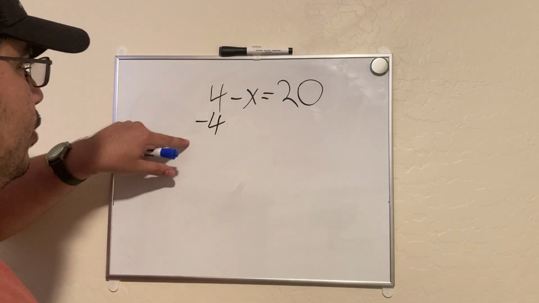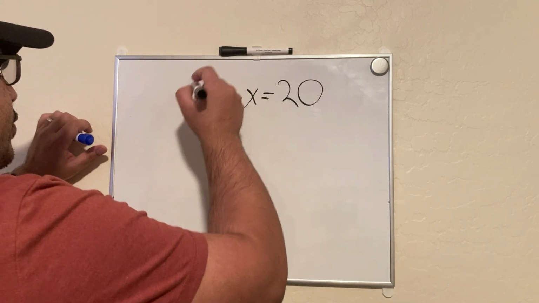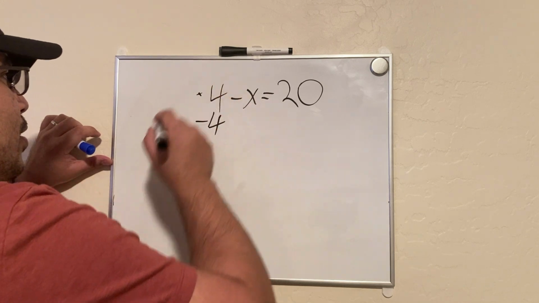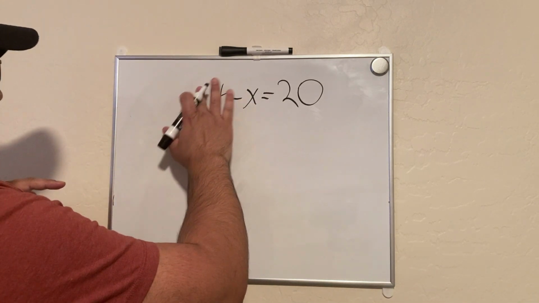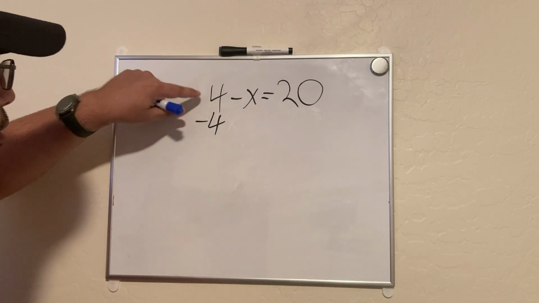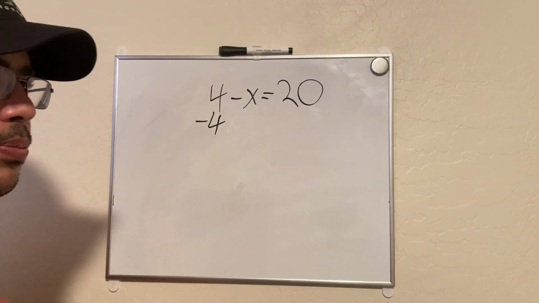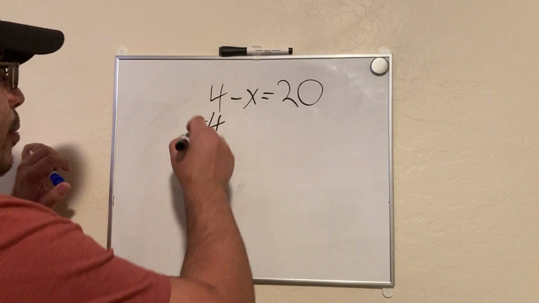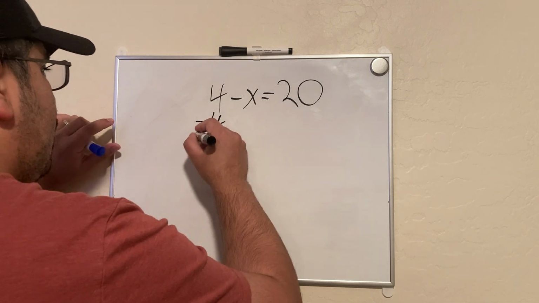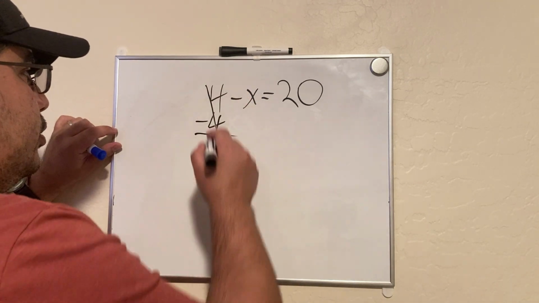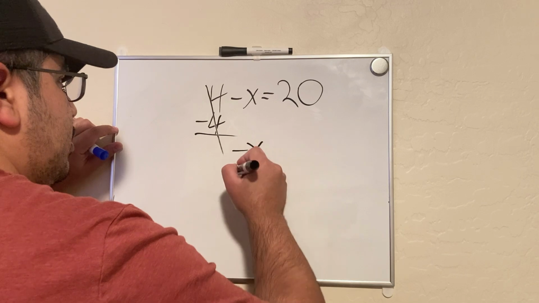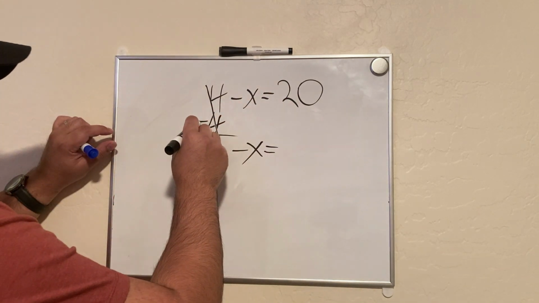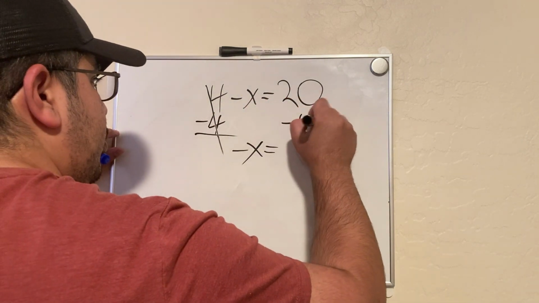We're going to subtract 4 here because this 4 is a positive 4. There's no sign, but there's an invisible plus. 4 is positive, 6 is positive. All numbers are positive unless they have a negative in front of them. So 4 minus 4 equals 0. That cancels the 4 out, and we're left with the negative x. And since we did it to this side of the equation, we also have to do it to the other side, minus 4.